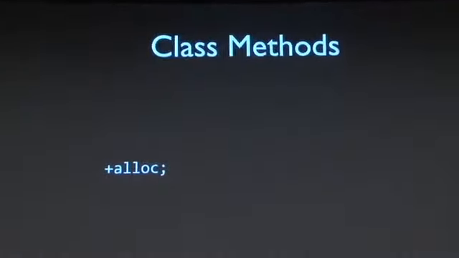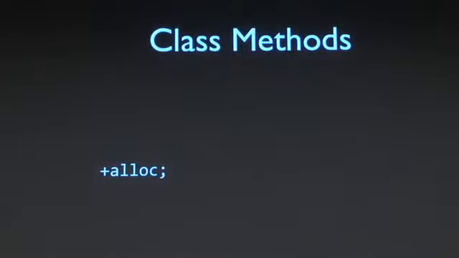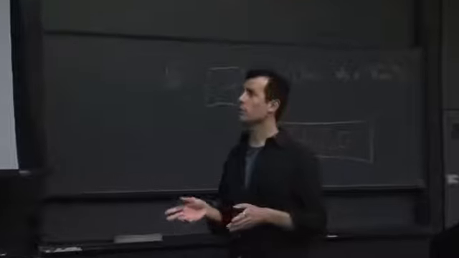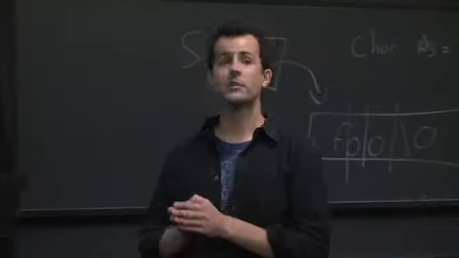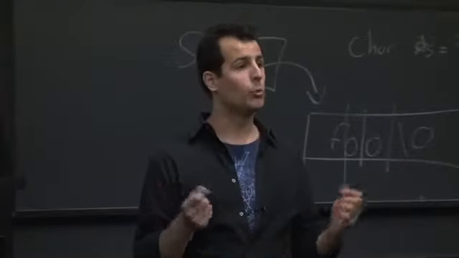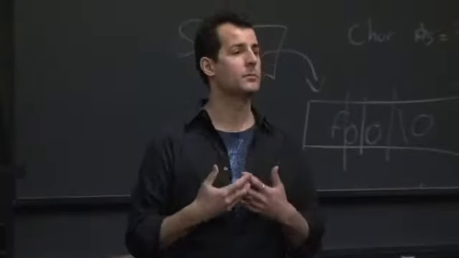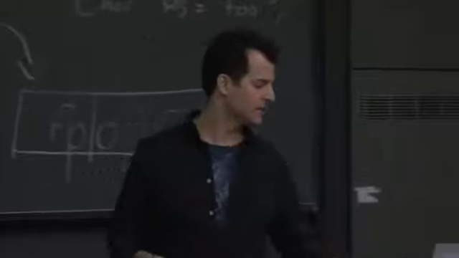And alloc is one of the most commonly called class methods, whereas in Java we have the new keyword, C++ we have the new keyword, in C we have the malloc keyword. In Objective-C, alloc is the keyword with which you can allocate an object of a specific class. So it's like new in that sense.